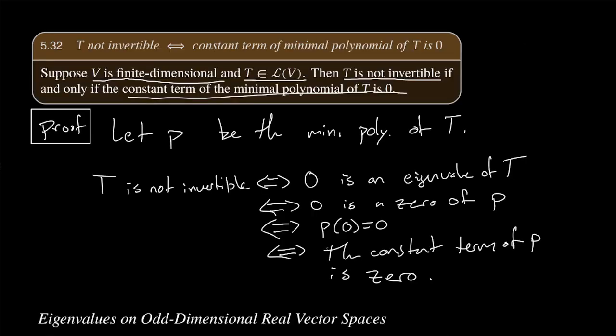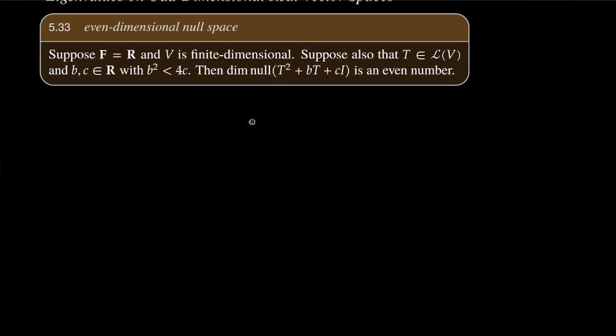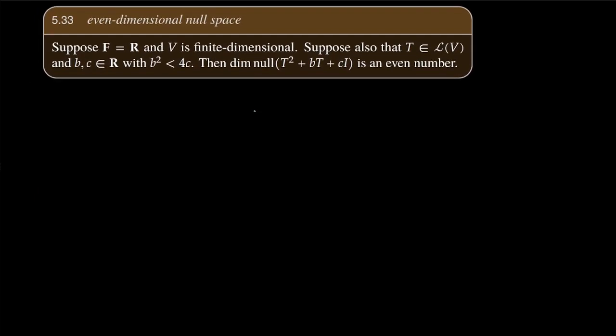To get there, we'll need one kind of technical result. So let's let the field be the reals and suppose that V is finite dimensional. Now we're going to take an operator T on V and two real numbers, B and C, with B squared less than 4C. Then our claim is that the dimension of the null space of T squared plus BT plus CI is an even number. So let's talk about it real quick.